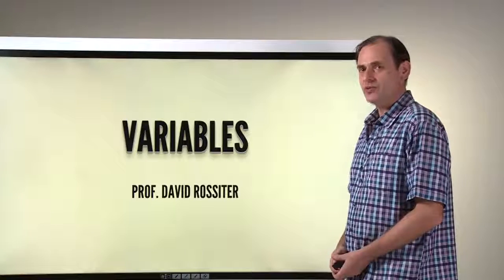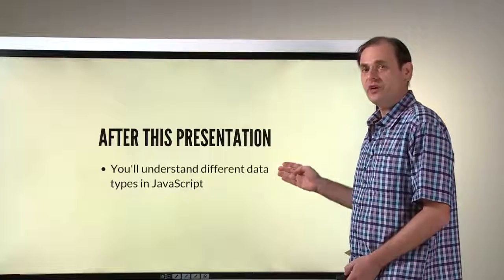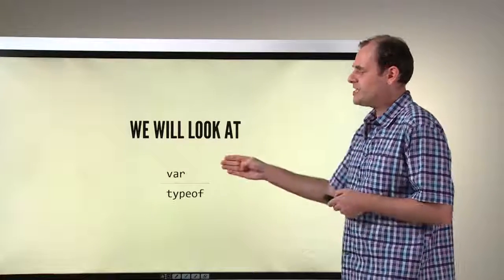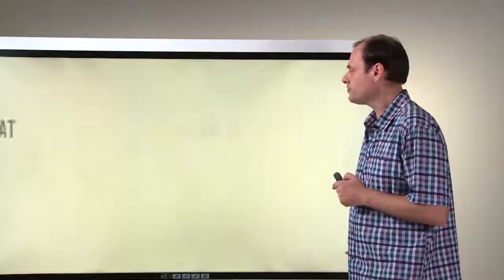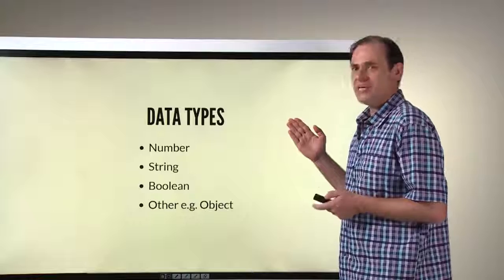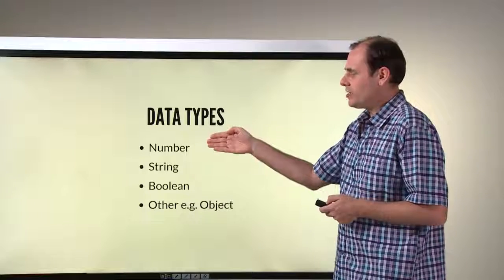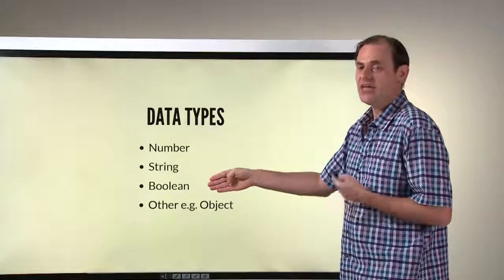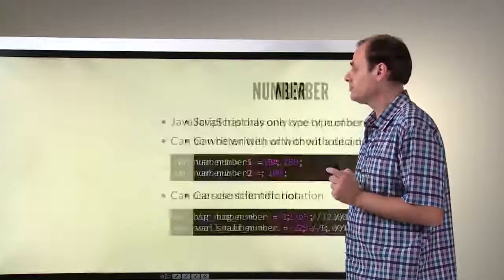So let's look at variables in JavaScript in a bit more detail. Let's focus on variables, especially the different types of variables in JavaScript. These are the two commands, if you like, of JavaScript we're going to look at. JavaScript has different types of variable or data, and these are the three basic types: number, string, and boolean. And there's other types as well, such as object, which we're not going to look at in this presentation.